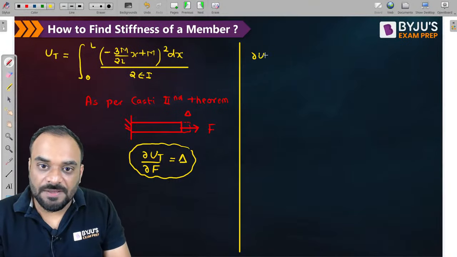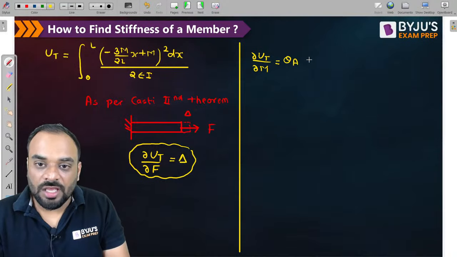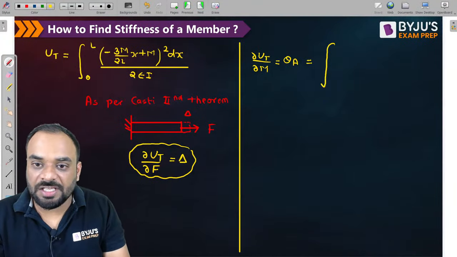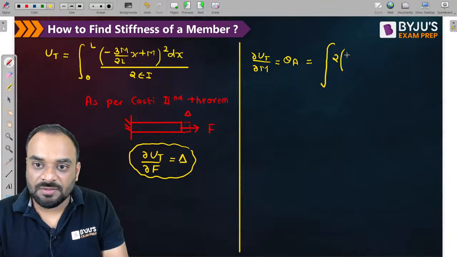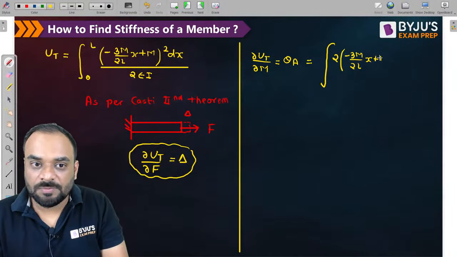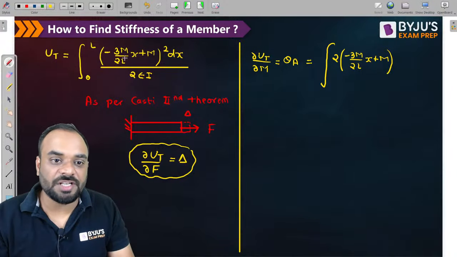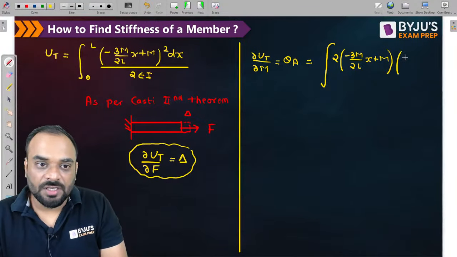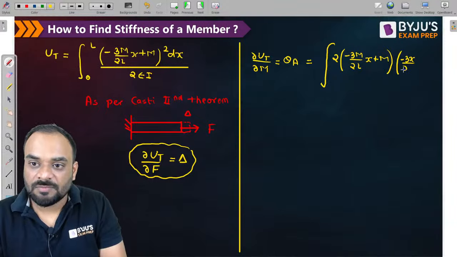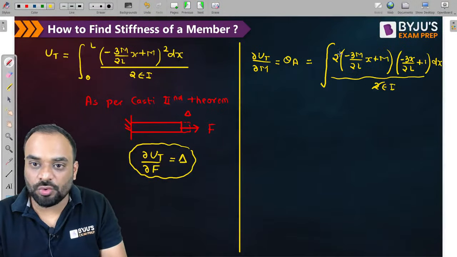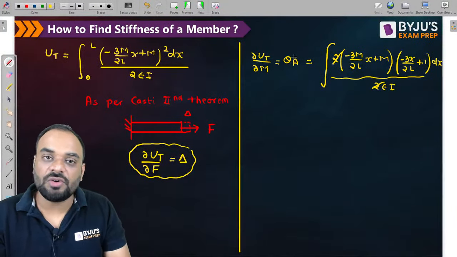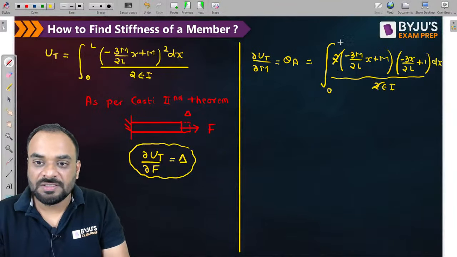So del U_T by del M will give us theta A value, and it should be equal to integration twice, minus 3M by 2L into x plus M. Then again we have to take the derivative of it. So how much is it? It will be minus 3x divided by 2L plus 1, then dx divided by 2EI. You can cancel 2 to 2 easily, right? And this value is equal to theta A, and the limit is 0 to L.